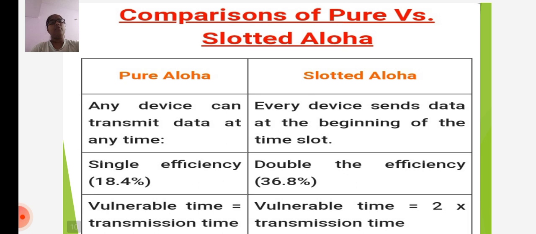Comparison of pure ALOHA versus slotted ALOHA. The comparison between pure ALOHA and slotted ALOHA is done as follows. In pure ALOHA, any device can transmit data at any time. But in slotted ALOHA, every device sends data at the beginning of the time slot. In pure ALOHA, the efficiency is 18.4%, whereas in slotted ALOHA, it doubles to 36.8%. In pure ALOHA, vulnerable time is equal to 2 times the transmission time, but in slotted ALOHA, vulnerable time is equal to the transmission time.